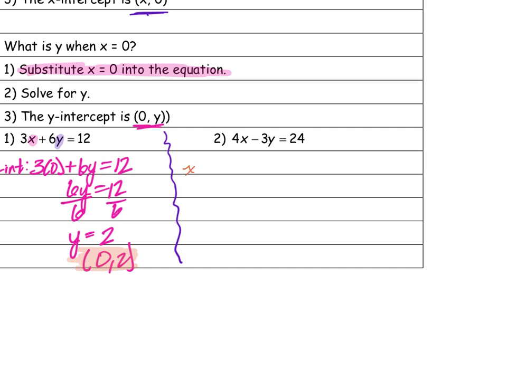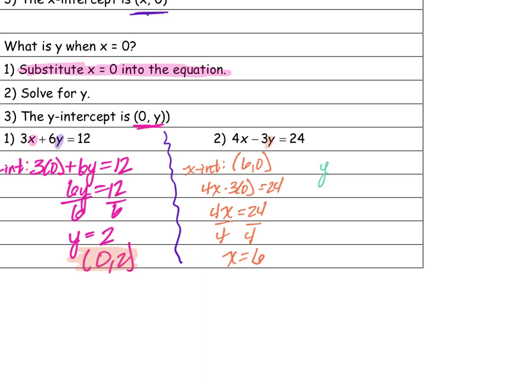So I've got the x-intercept again. I want to find that first. So that's where y equals 0. So I'm going to put a 0 in for y. So I've got 4x minus 3 times 0 equals 24. So that's 4x equals 24. Divide by 4. I'm pretty sure it's 6. So my x-intercept would be 6, 0.